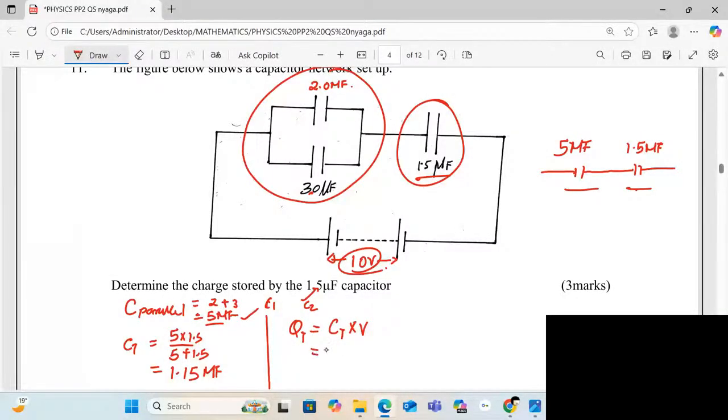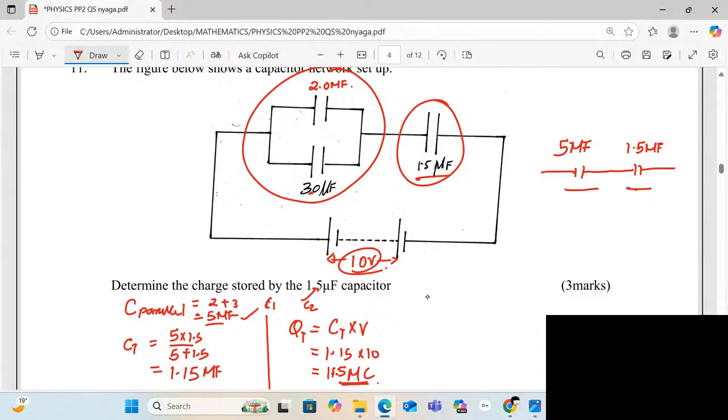So this becomes 1.15 microfarads times 10 volts. This gives 11.5 microcoulombs. 11.5 microcoulombs, like that.